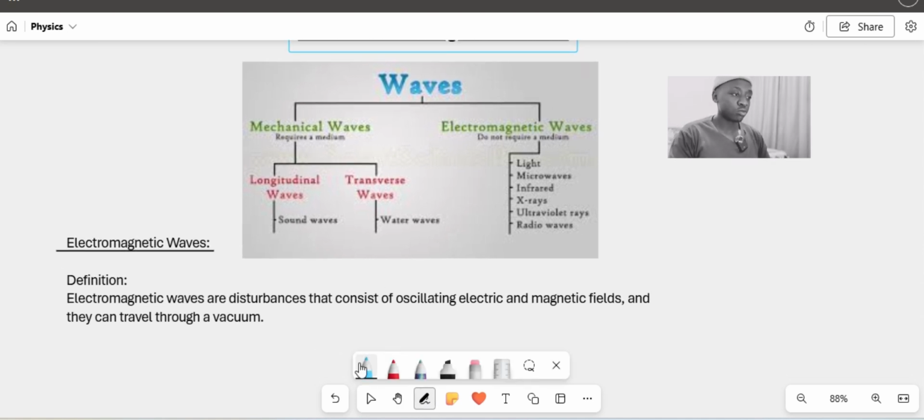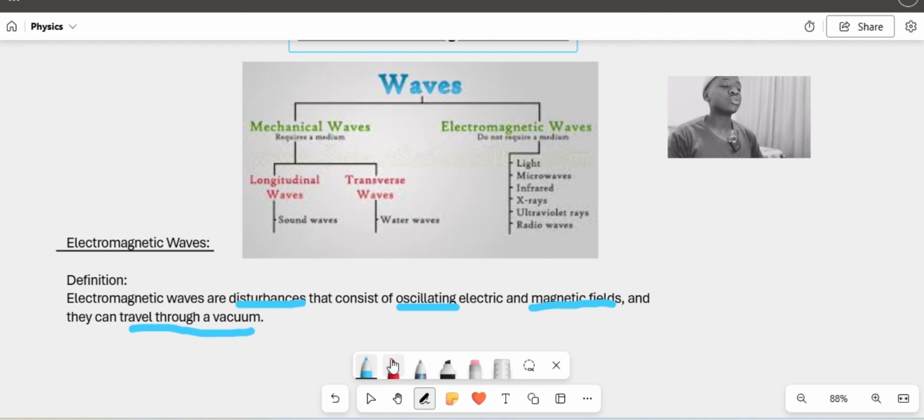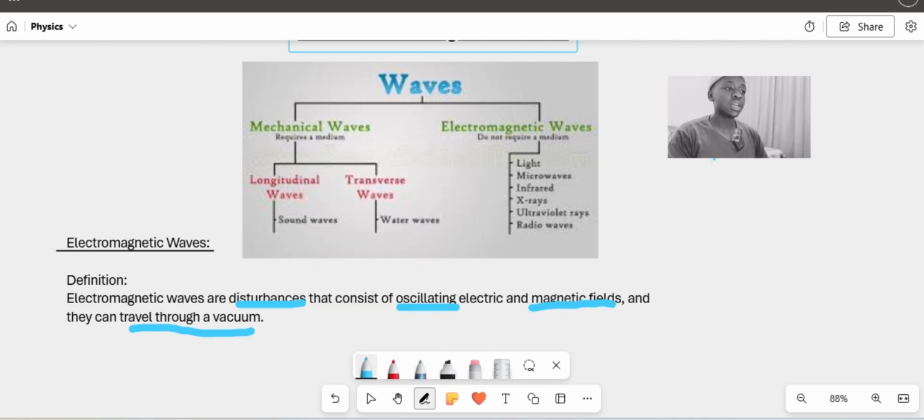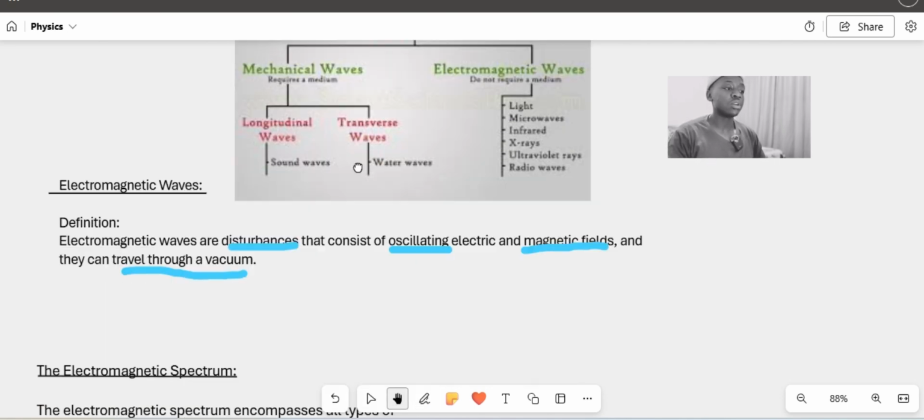First and foremost, I would like to highlight this definition. Electromagnetic waves are disturbances that consist of oscillating electric and magnetic fields. And they can travel through what? A vacuum. As you can hear, they do not travel through a medium, they travel through a vacuum. So there's a difference between the mechanical waves and the electromagnetic waves.